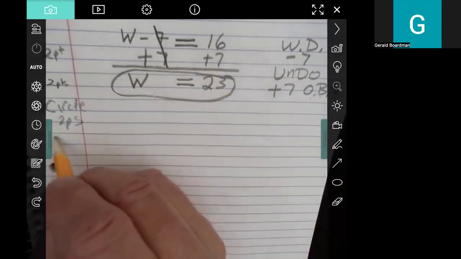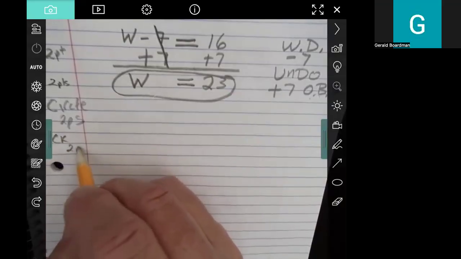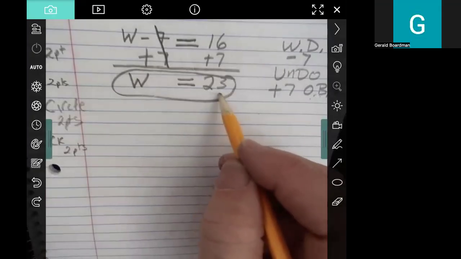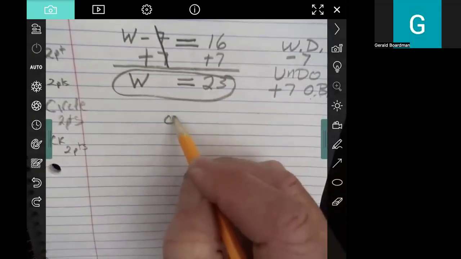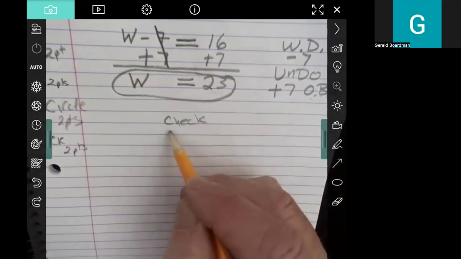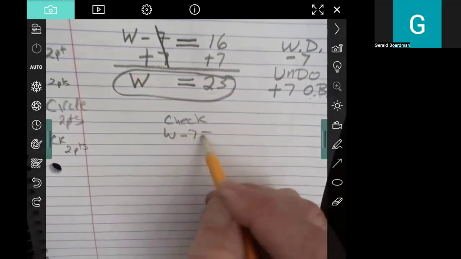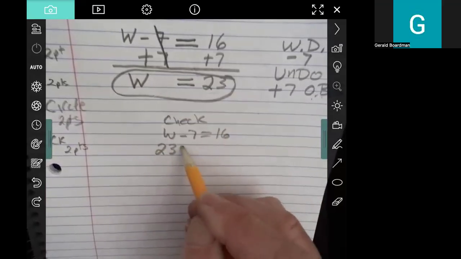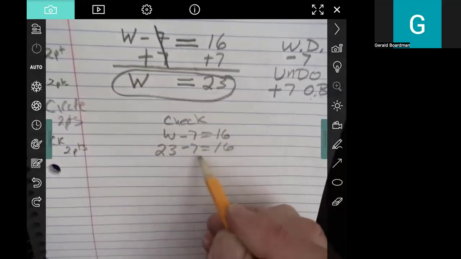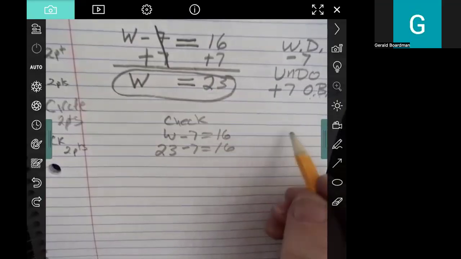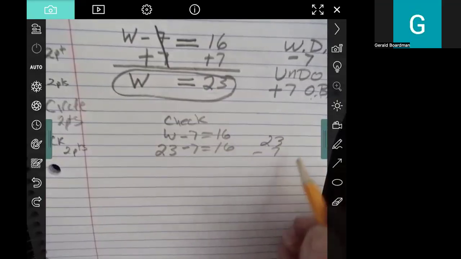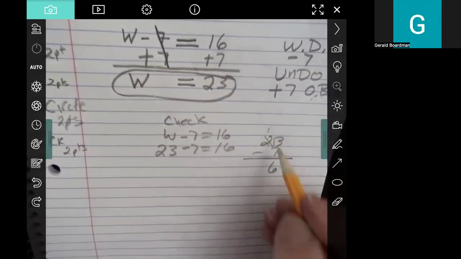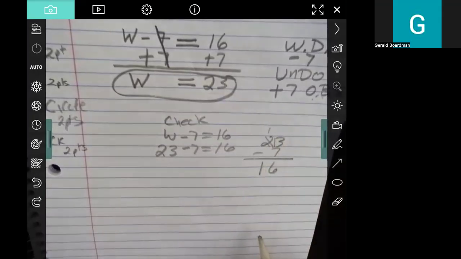Now we have to do the check. Guess how much the check's worth? 2 points, right? So the check means that I take my value of w and I actually write check here and I do w minus 7 equals 16, and I replace the w with what w means. 23 minus 7 equals 16. And then I don't just leave it like that. I actually do 23 minus 7, right? I get 13 minus 7, that's 6. Bring down the 1 here.